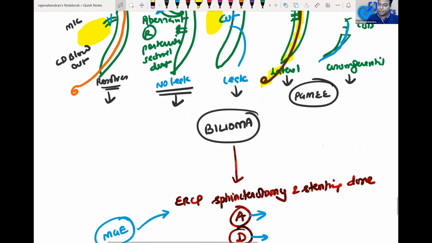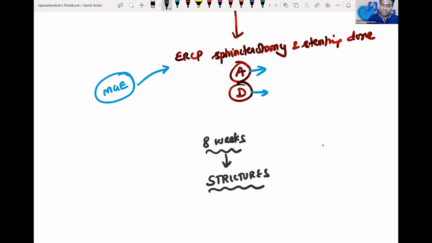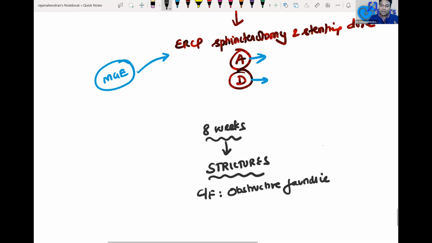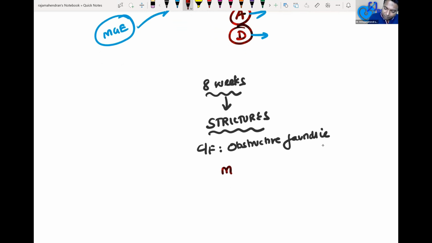So please remember, at 8 weeks they will develop a stricture, and they will not only come with stricture, they will come to you with the clinical features of obstructive jaundice. Now it is time to know where the stricture is, what the problem is, etc. We have to go for an MRCP. Investigation of choice for stricture is MRCP. It will be done only after 8 weeks.